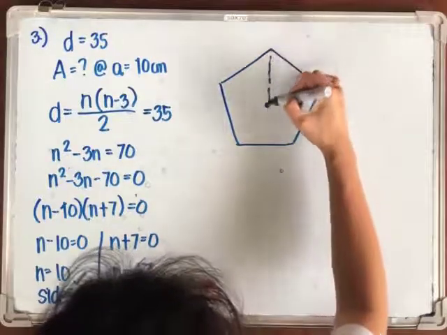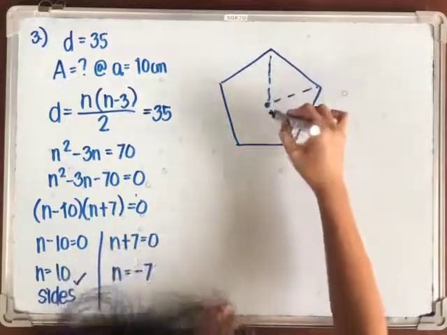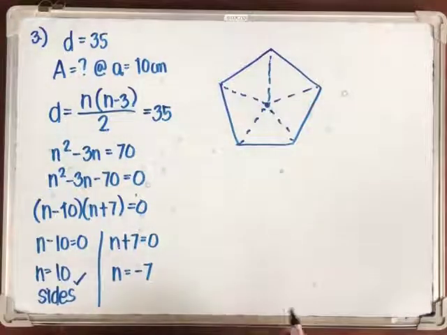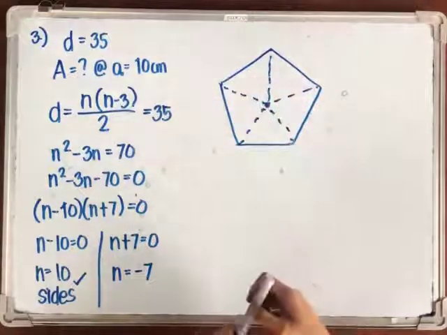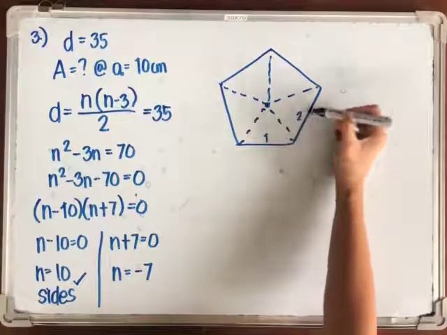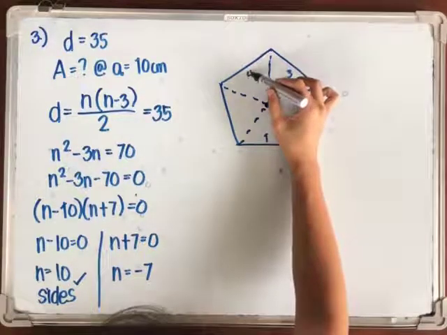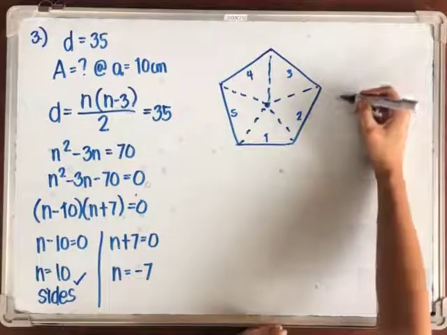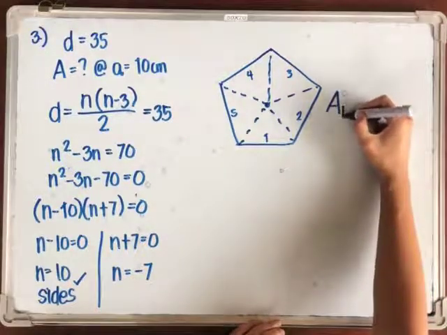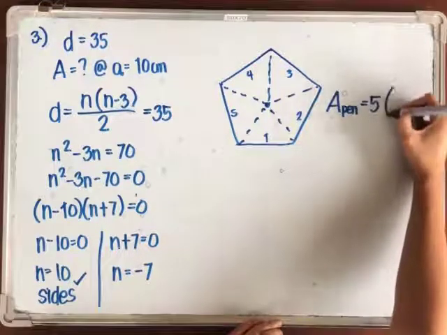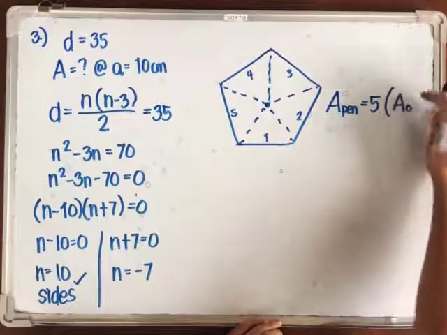And di ba si pentagon, pwede ko siyang ma-divide into 5 different sides or 5 different parang quadrants niya. And would you agree that this part here, this part 1 is equal to part 2, is equal to part 3, is equal to part 4, and is equal to part 5? Do you agree with that? And I hope you do agree, no? And can I say that the area of this pentagon is equal to 5 times the area of one triangle? Oh, one triangle.